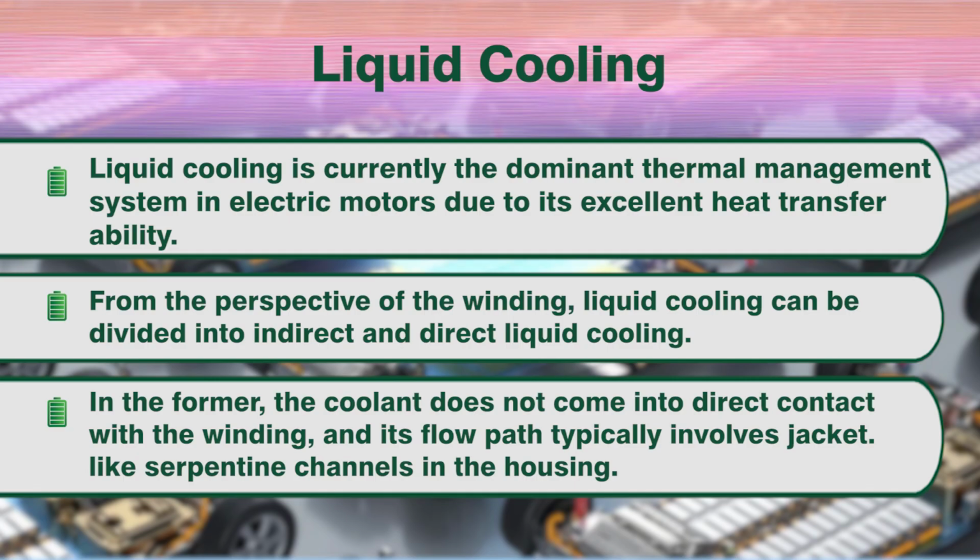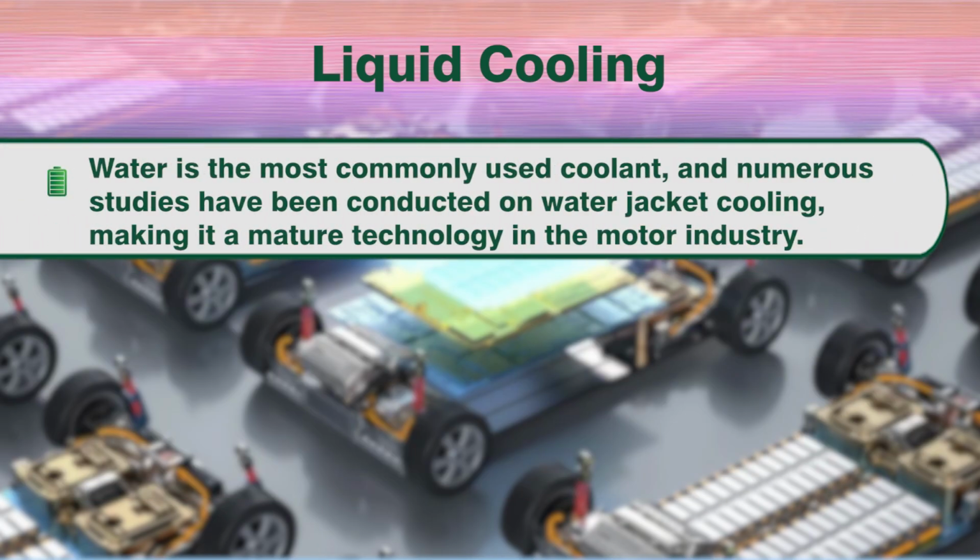In the former, the coolant does not come into direct contact with the winding and its flow path typically involves jacket-like serpentine channels in the housing, whereas in direct cooling we have direct contact with the windings. We will see how. Now, in indirect cooling, water is the most commonly used coolant and numerous studies have been conducted on water jacket cooling, making it a mature technology in the motor industry.